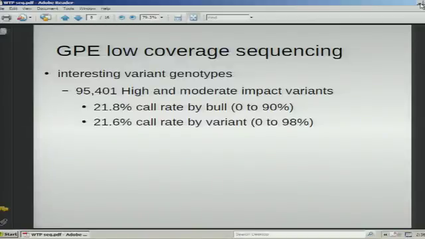And our call rates on these interesting variants that we see in sequence are a little bit lower, about 20% relative to the 30% we had with the high density SNP positions.